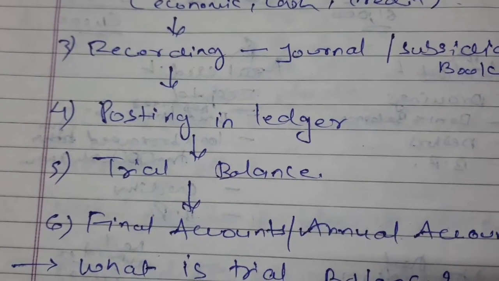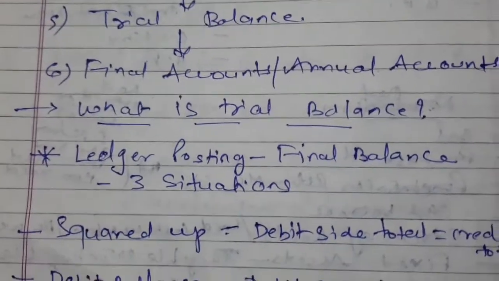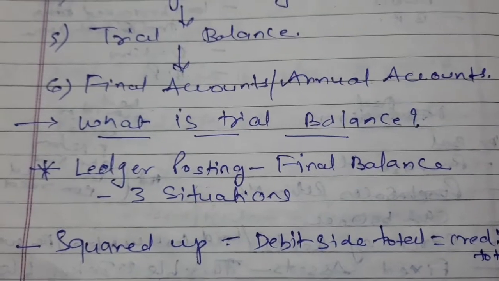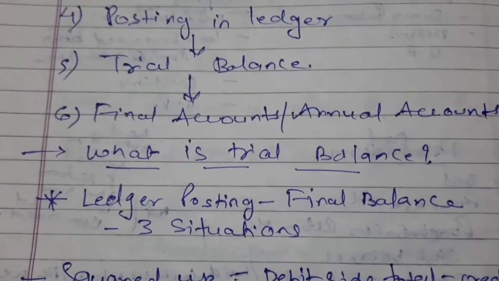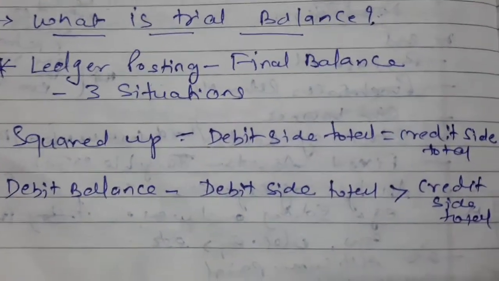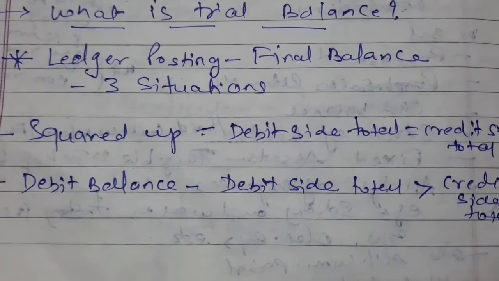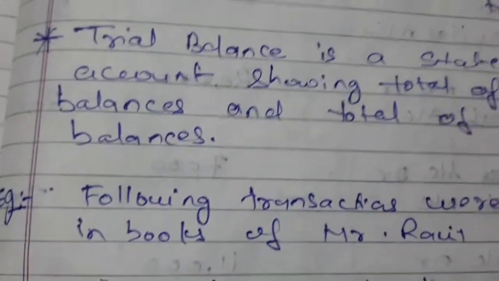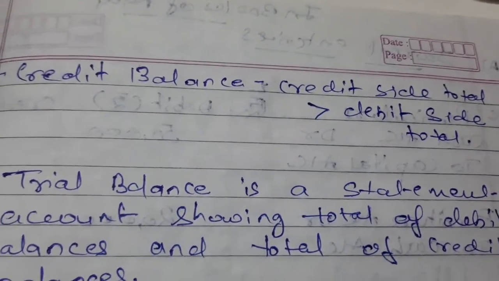Now, what is a trial balance? In the previous chapter, we have learned that after posting in ledger, while balancing the ledgers, three kinds of situations arise. First is squared up, where the debit side total is equal to the credit side. Second is debit balance, where debit side total is greater than the credit side. And third is credit balance, where the credit side total is greater than debit side.